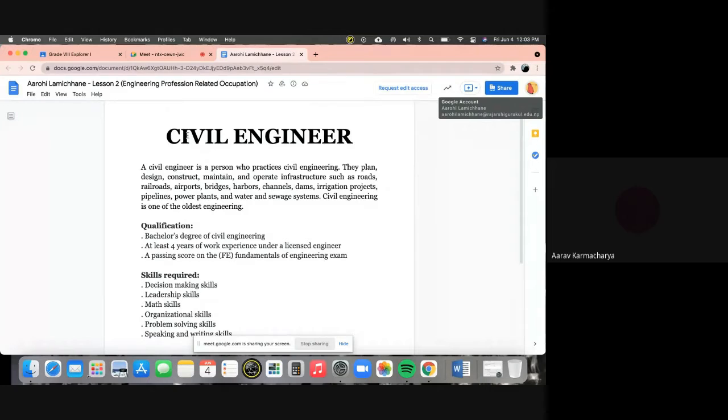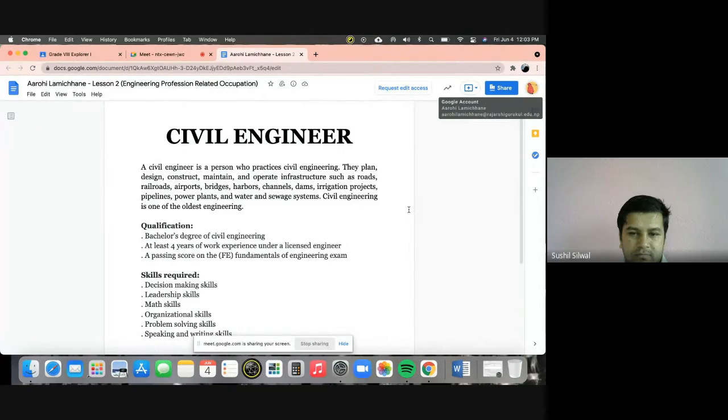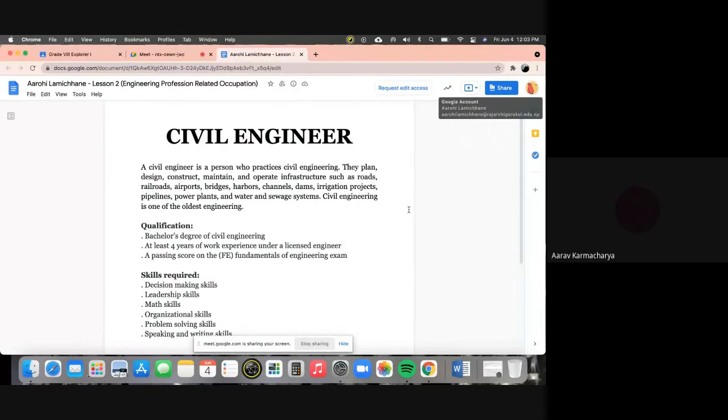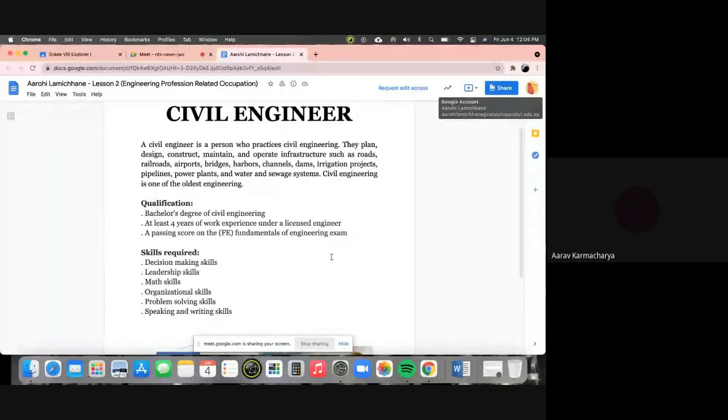A civil engineer is a person who participates in civil engineering, to plan, design, construct, maintain, and operate infrastructure such as roads, railroads, airports, bridges, harbors, channels, etc. Civil engineering is one of the oldest engineerings.